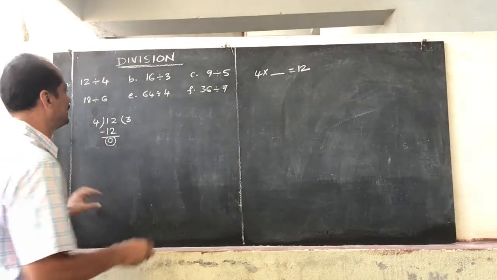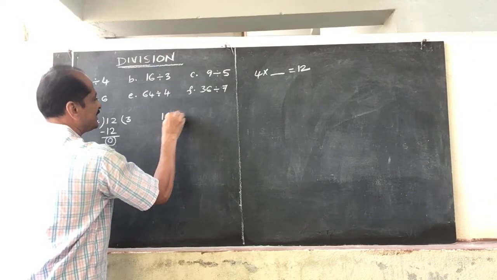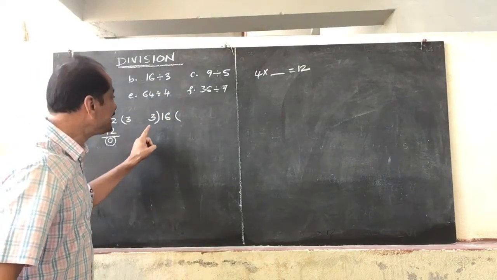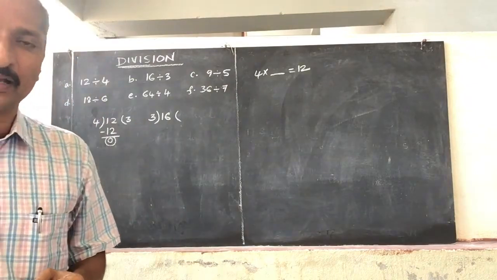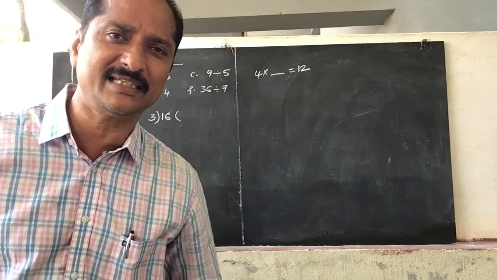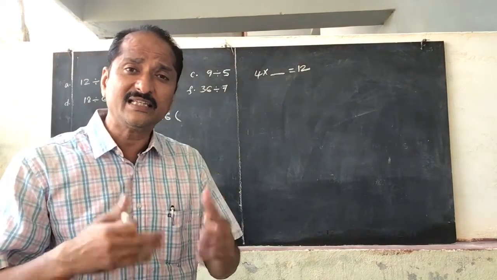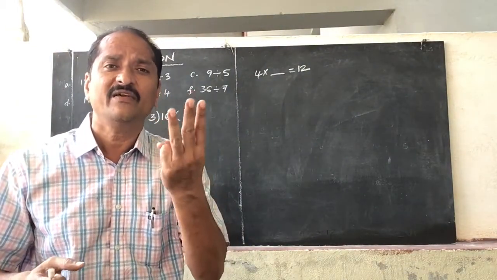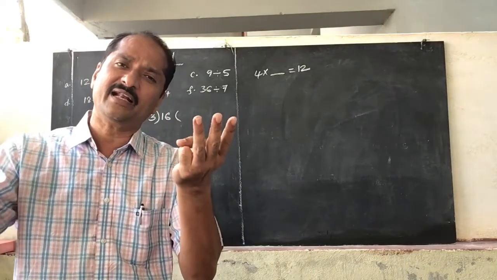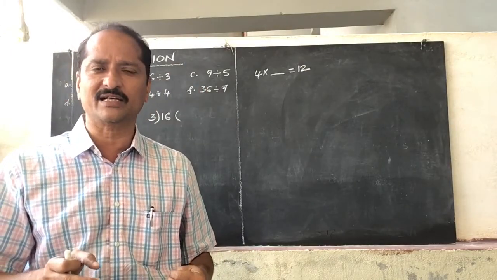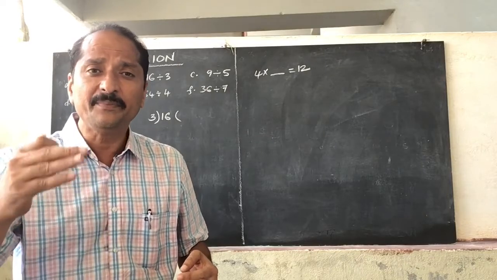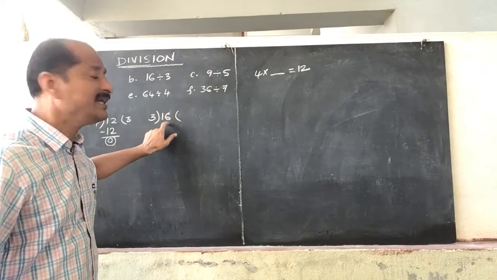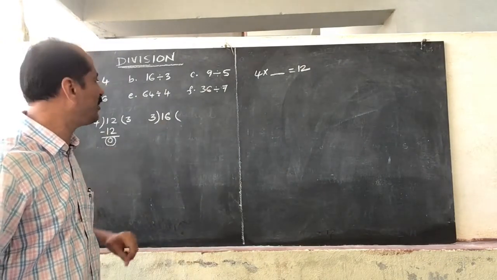Now take the next division. 16 divided by 3. That means we are finding how many 3s are there in 16. So it is nothing but the 3 table. Read and go. Or otherwise take out 3 from 16 and then from the remainder again 3. Like that you can also take out. That is repeated subtraction. Repeated subtraction is known as division. So now divide. How many 3s are there in 16?